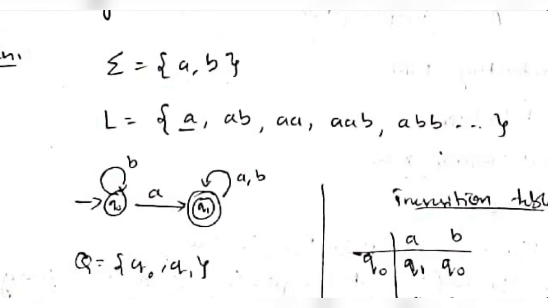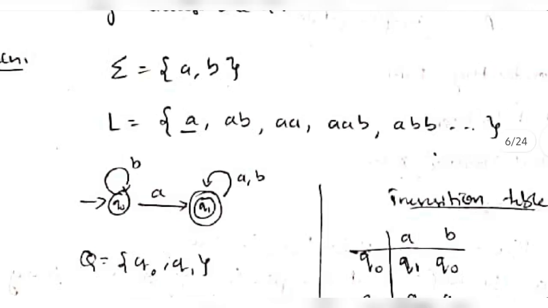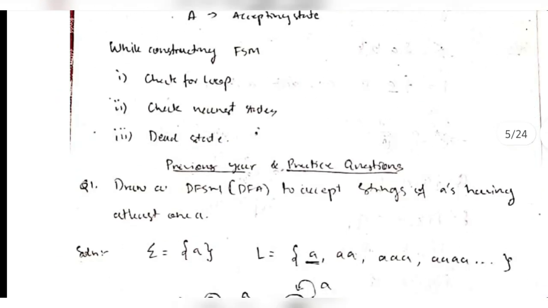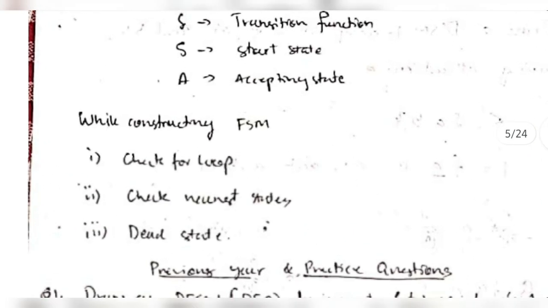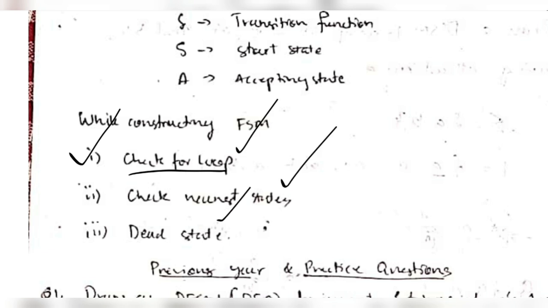That is the first rule. First rule, you have to see if a self loop can be made or not. See here, I have written the rules here. While constructing the FSM, check for self loop. For whatever the input is, check for self loop, then check the nearest states, then go for dead state. We will be discussing each of these in detail using some examples. So, go for the self loop.